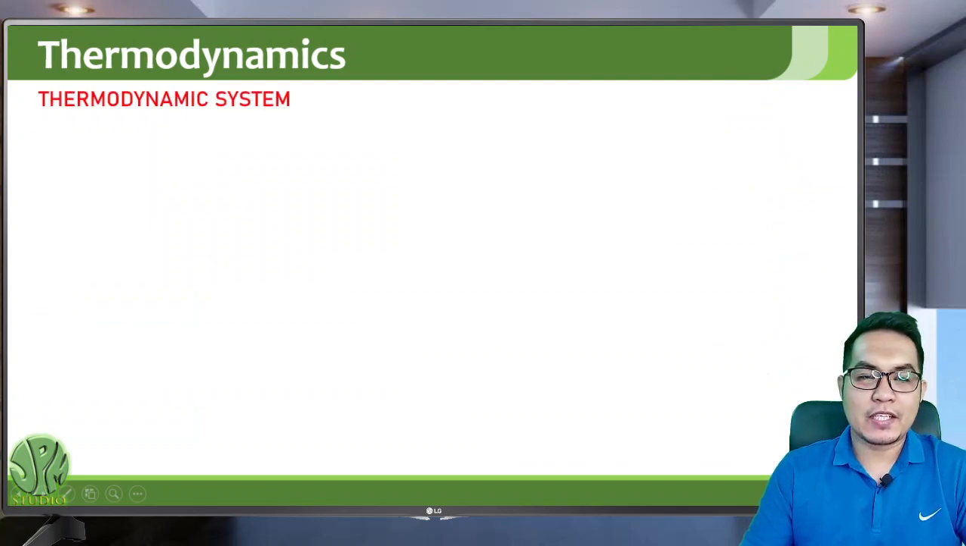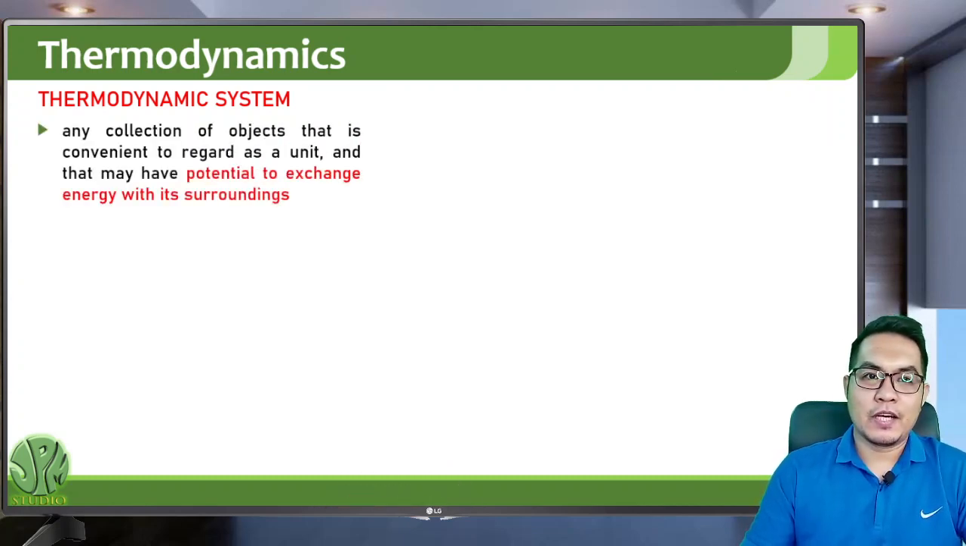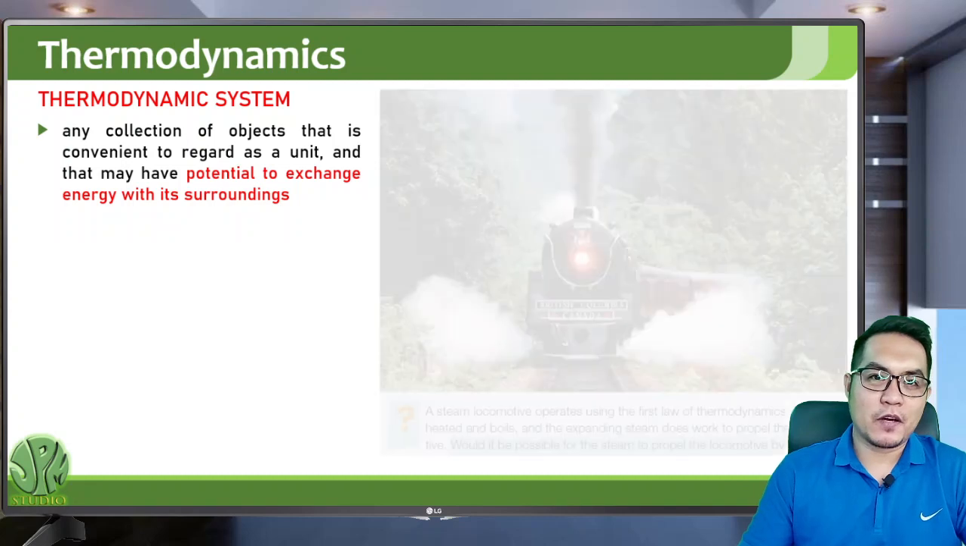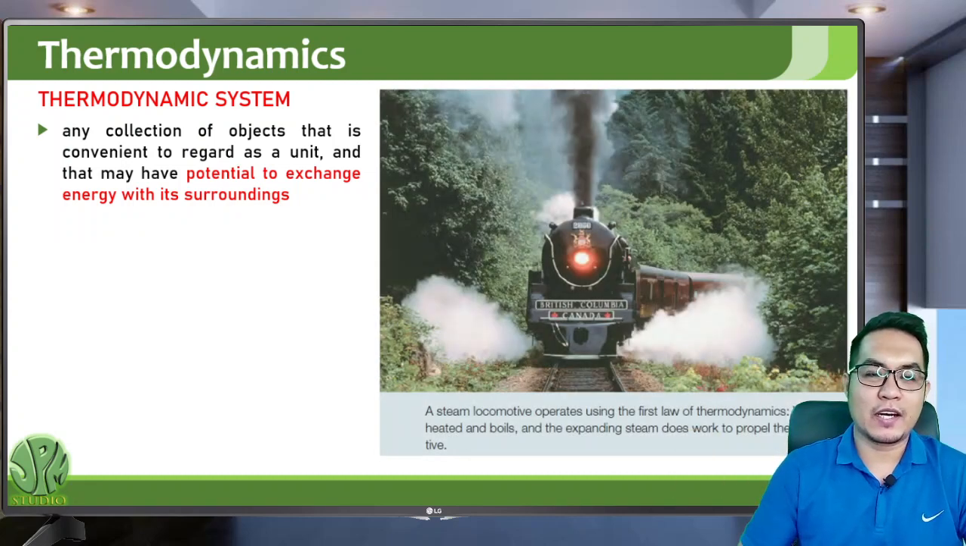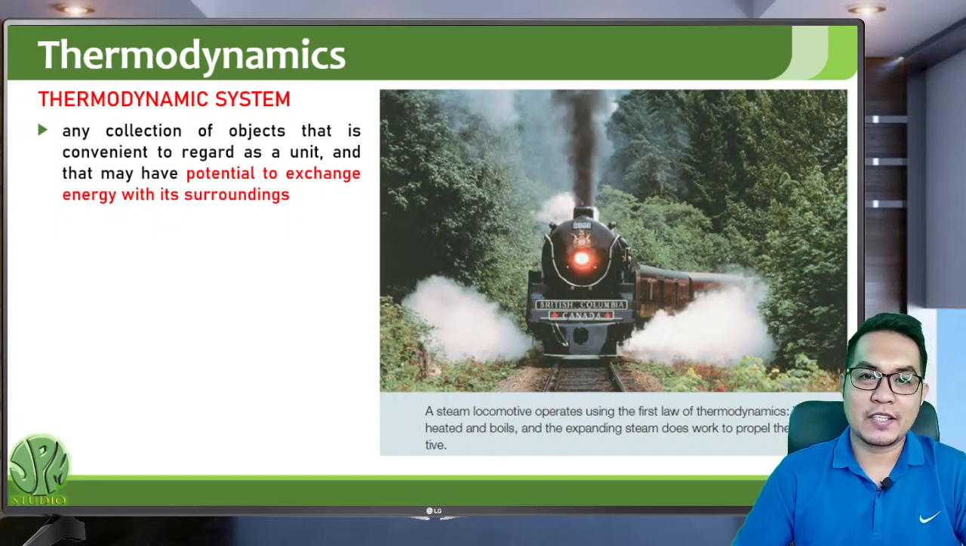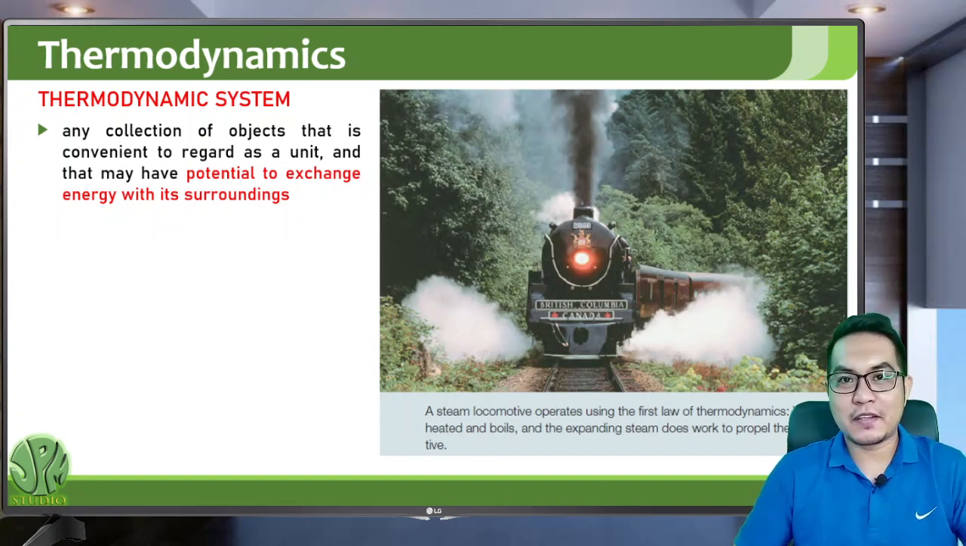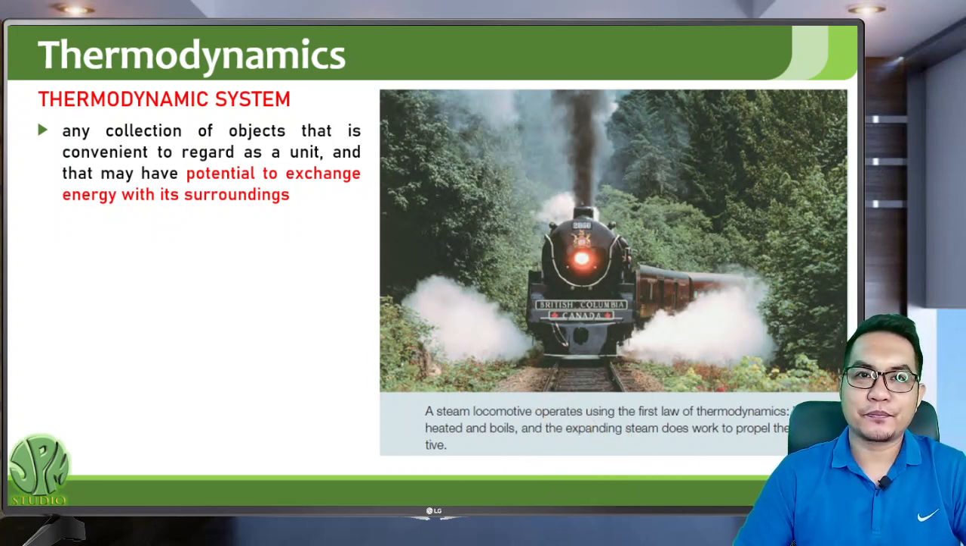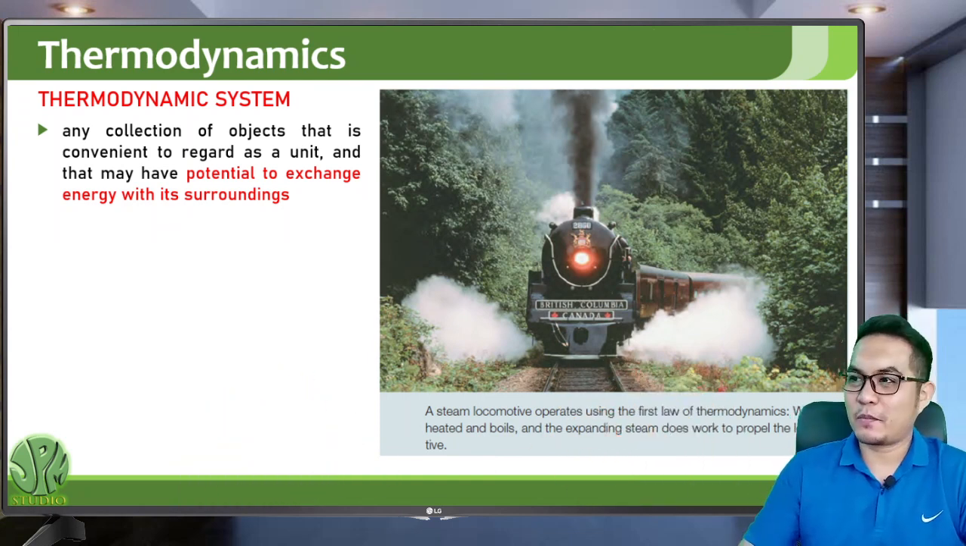Thermodynamics is basically involved in heat and the motion of heat. A thermodynamic system is any collection of objects that is convenient to regard as a unit and that may have potential or tendency to exchange energy or heat with its surroundings. So your body is a thermodynamic system, a train is a thermodynamic system, a boiling pot of water is a thermodynamic system.